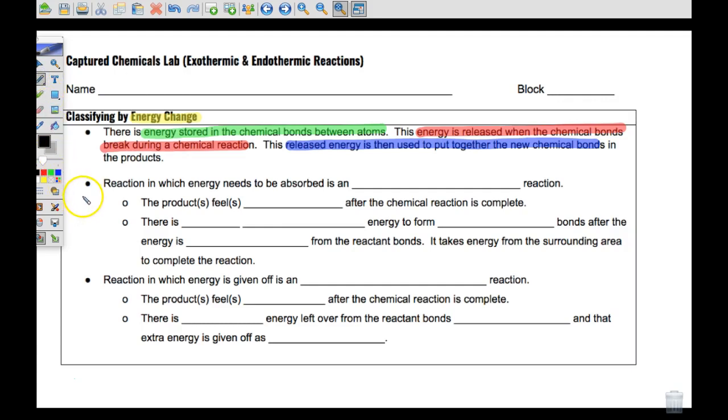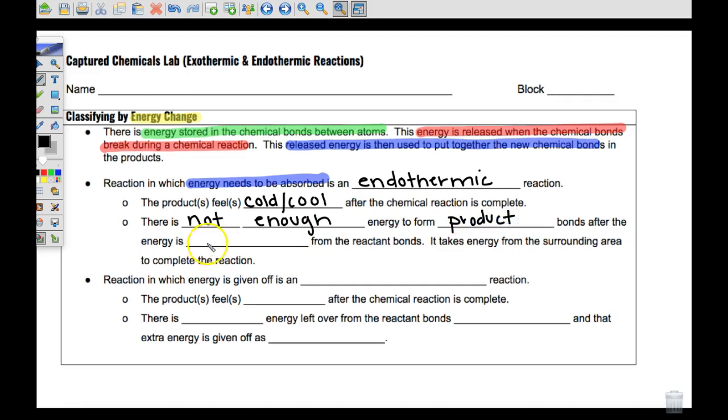So there's two types of reactions in terms of energy changes. The first is where energy needs to be absorbed, and this is called an endothermic reaction. So when an endothermic reaction takes place, the products will feel cold or cool to the touch after the reaction is complete. And this is because there is not enough energy to form the product bonds after the energy is released from the reactant bonds.